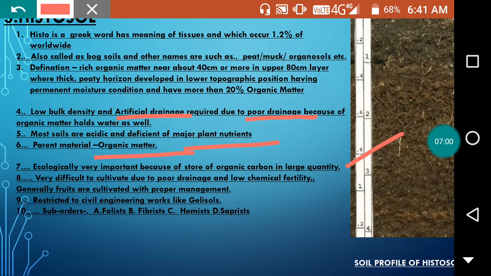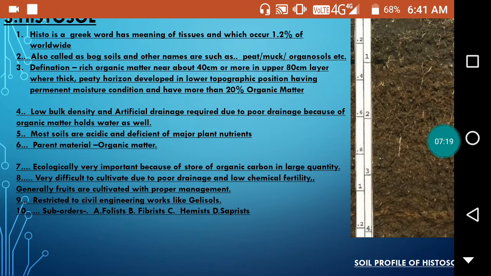And after that, it is very difficult to cultivate because of the poor drainage and low chemical fertility, and generally fruits are cultivated with proper management, and restricted to engineering works like jelly soils also. And the suborders are folists, fibrists, hemists, and saprists. These are all about the histosol.